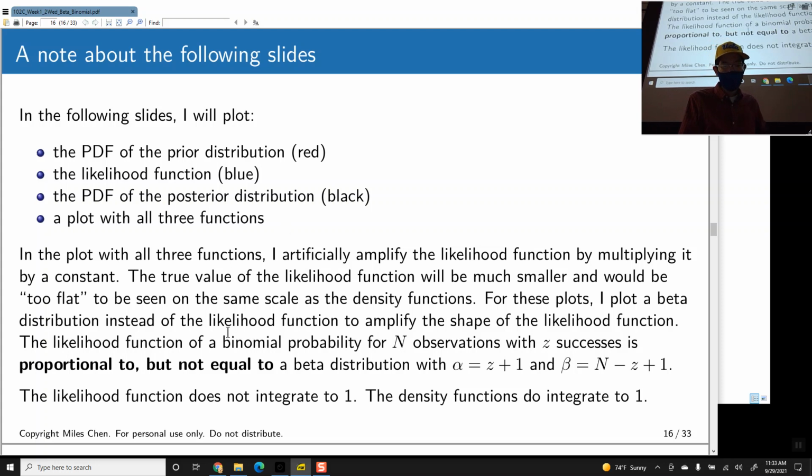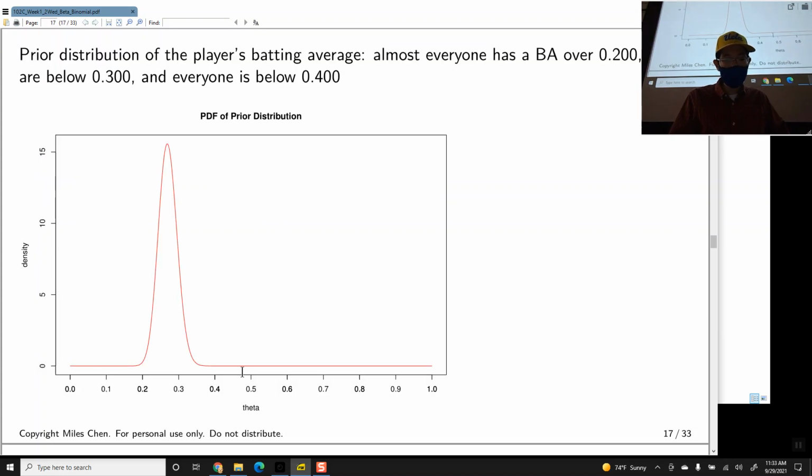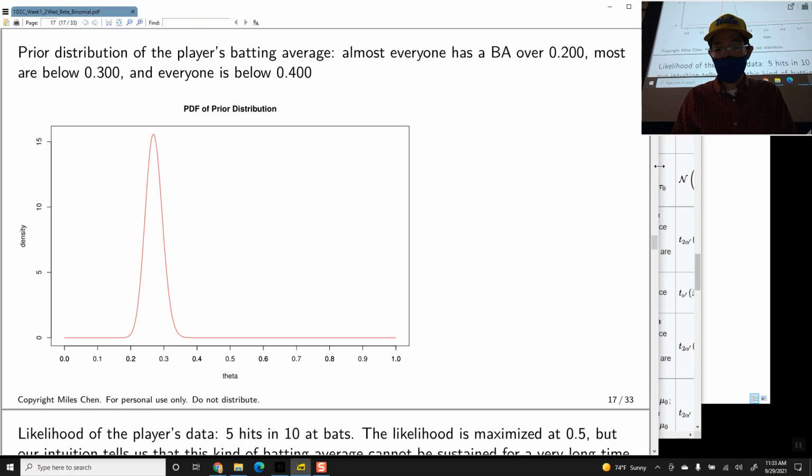So I end up plotting the beta distribution instead of the likelihood, but okay? Likelihood functions don't necessarily integrate to 1. All right, so this is where we start. Let me just shrink this a little bit. So we started with this.